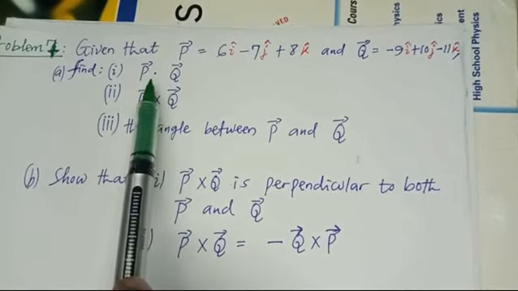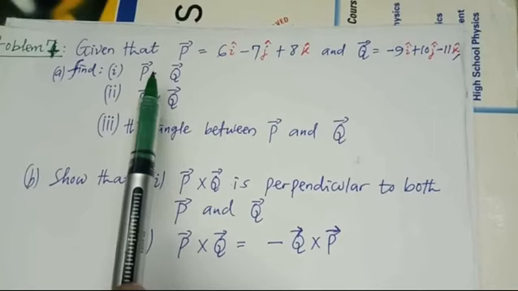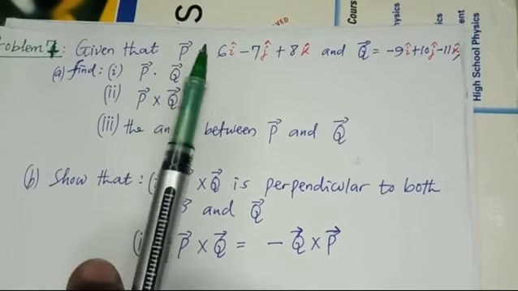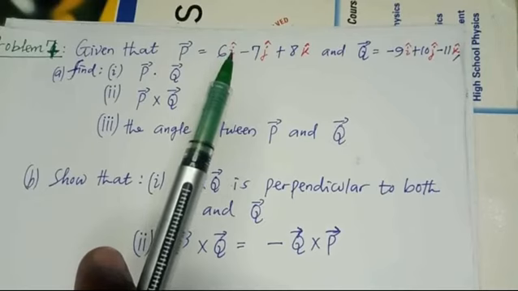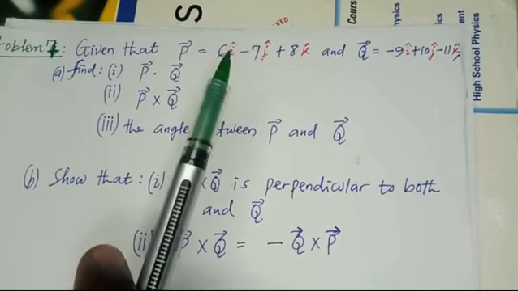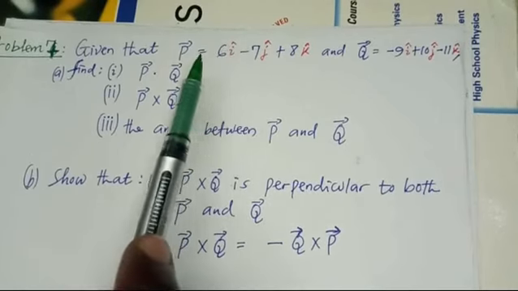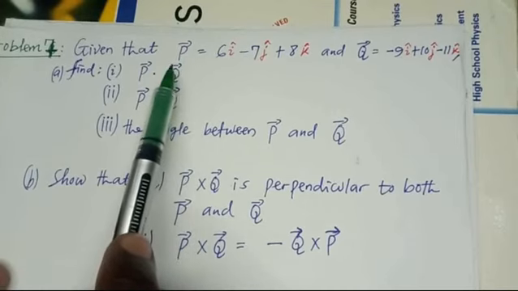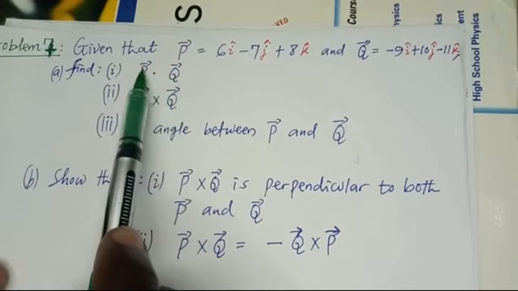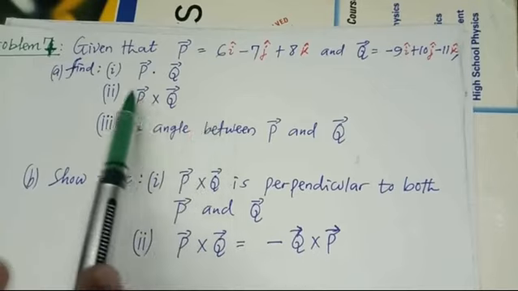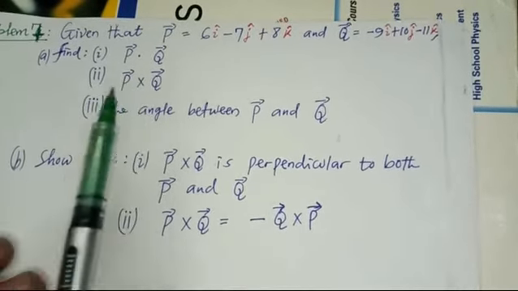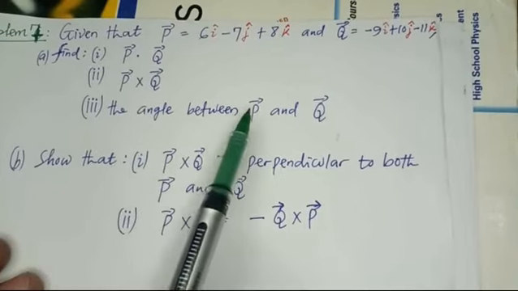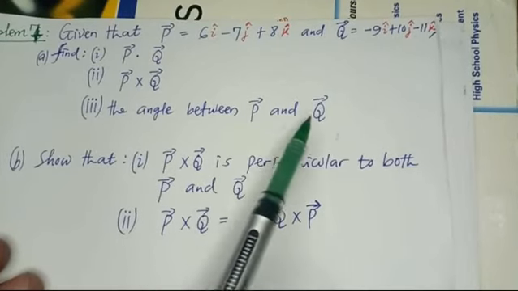We explained in the class that vectors are not multiplied in an ordinary way, like 3 times 5 and you get 15, or 10 times 5 and you get 50. We have two ways of multiplying vectors, either by dot product or by cross product, and we will see that in Roman number 1 and Roman number 2. Roman number 3 says we should find the angle between vector p and vector q.